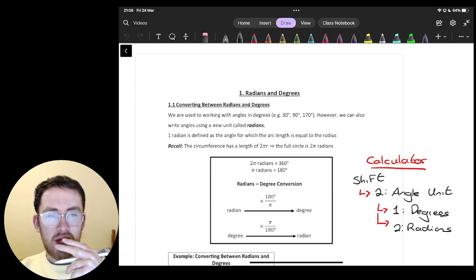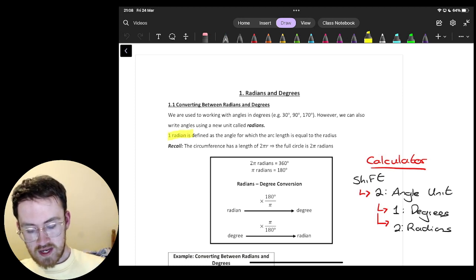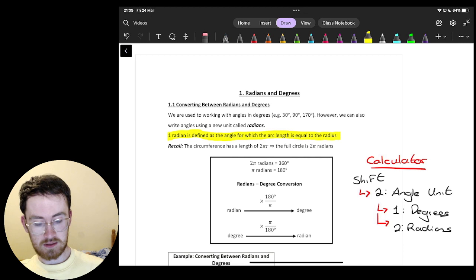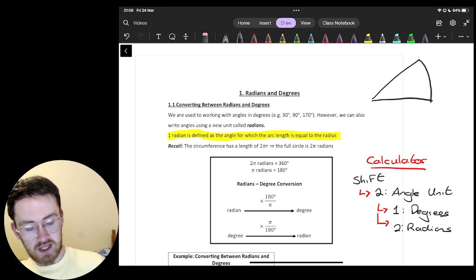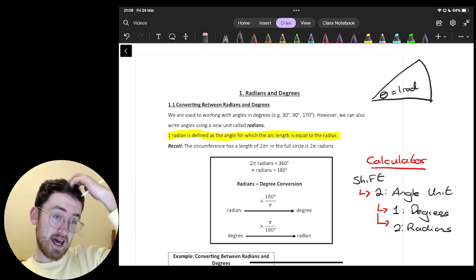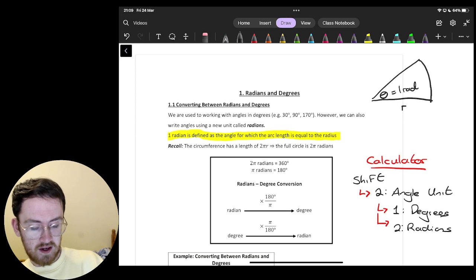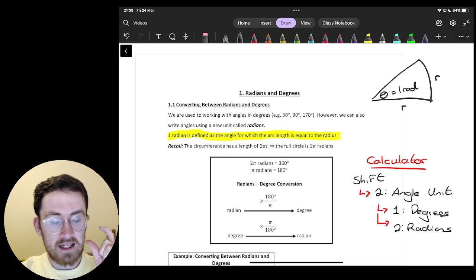But what we can do now is write our angles using this new unit, and the unit's called radians. And the definition of a radian is this here. One radian is defined as the angle for which the arc length is equal to the radius. Now what does that mean? Well, it means that if I have a segment of a circle like that, a part of a circle here, and this angle is 1 radian, then that is the angle for which this length here, the arc length, is the same as the radius length. So it's whatever that angle needs to be for the arc length and the radius to be the same.